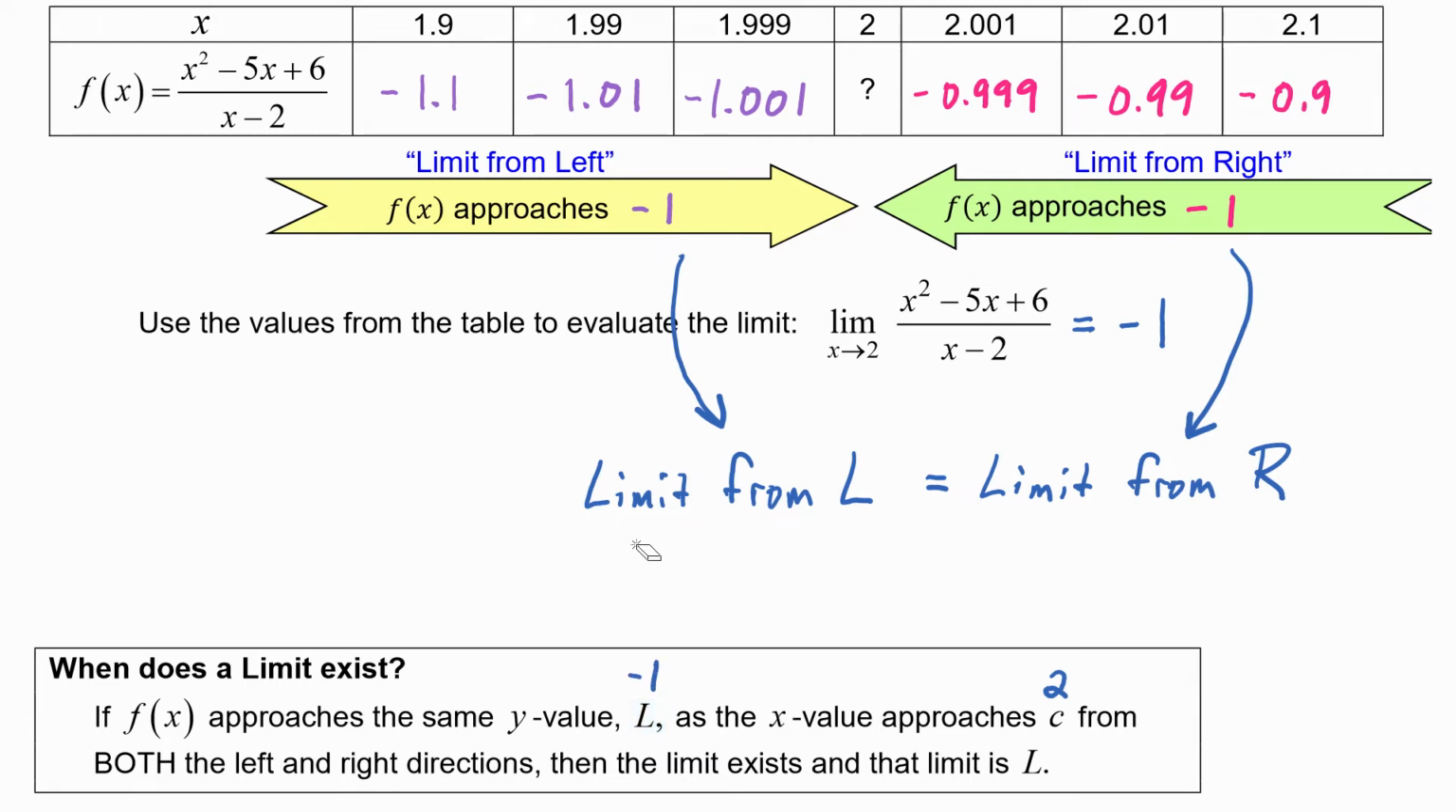So when the limit from the left is equal to the limit from the right, then we say that limit exists and is equal to the y value that you found, which is -1 in our example.